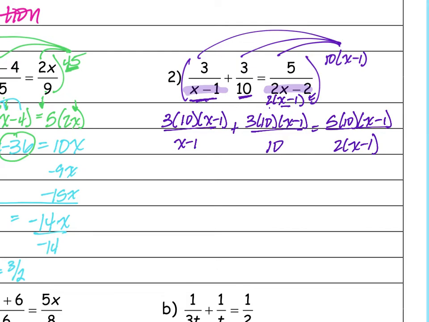Now I'm going to get rid of my fractions. So I've got an x minus 1 and an x minus 1. No more denominator in that one. 10 and 10, no more denominator in that one. And then x minus 1, 2 goes into 10 5 times.